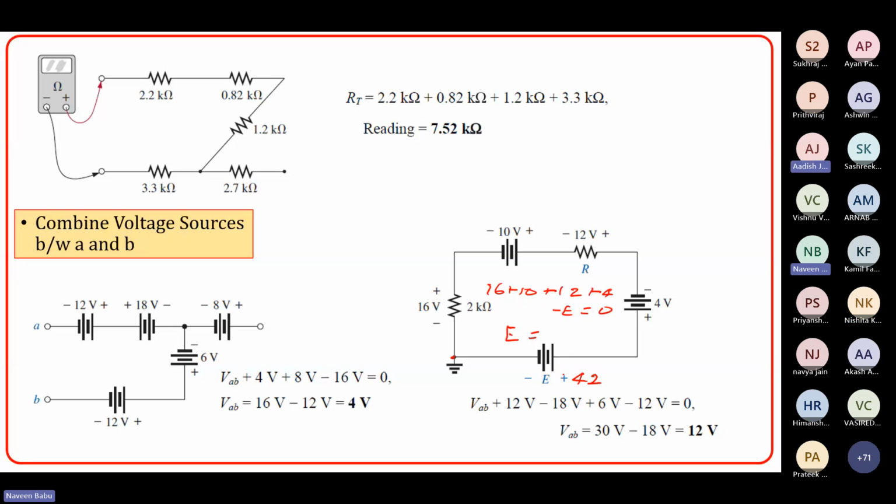And once you know the total voltage here, 42, then you have to find the total current here. If you want to find the total current, combine all the voltage sources here. Then you can find the total equivalent resistor as the voltage divided by the current. You can find out what this particular resistor is.